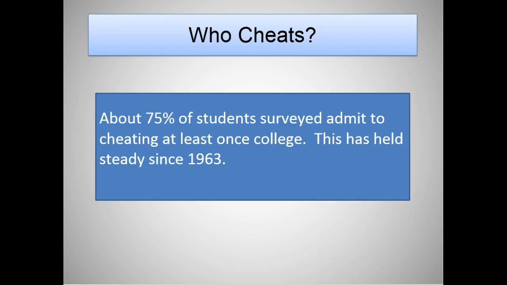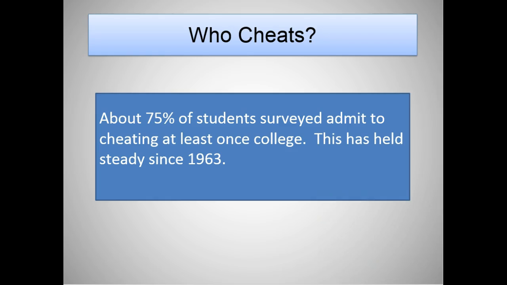But the number is fairly steady. About 75% of students admit to cheating relatively recently, in the last year or so, in high school and college. And this number has held pretty steady for the last 50 years or more. Again, some of the studies I looked at showed a slight increase, a few percentage points over the last 20 years. But again, I saw other cases where it's less prevalent.